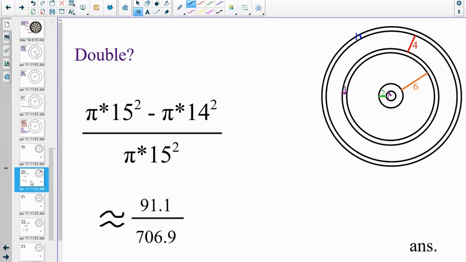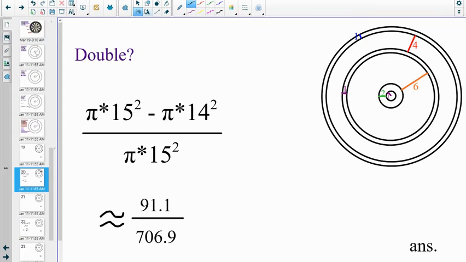And so my calculation is going to look like this. The big circle that covers everything, the whole dartboard, minus the circle that's on the inside of it. I'm going to take away all the stuff inside that I don't want to count, and then divide by, this is the area of the entire dartboard. 15 is the radius of the whole dartboard.